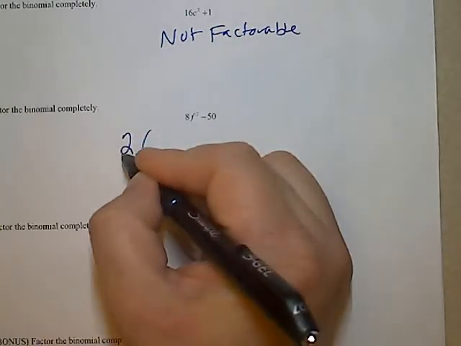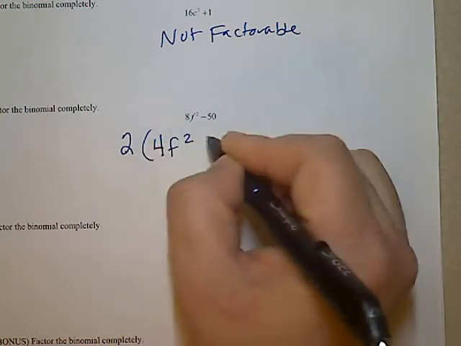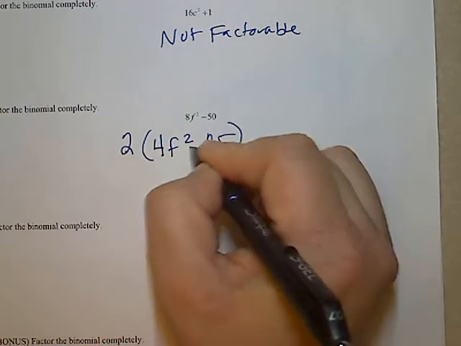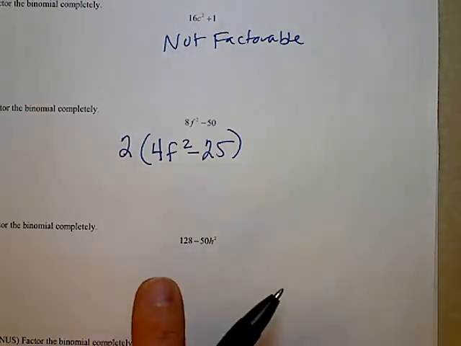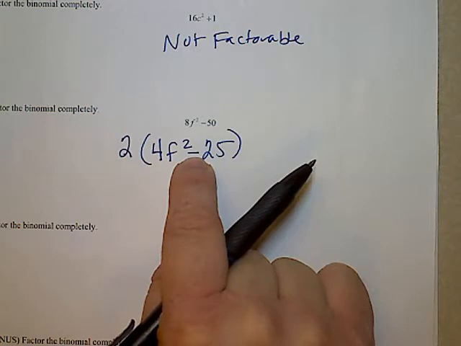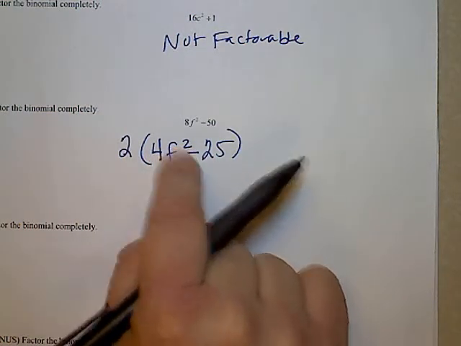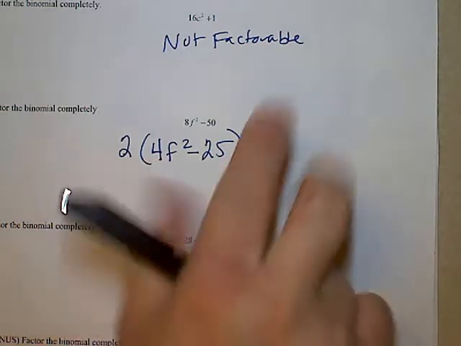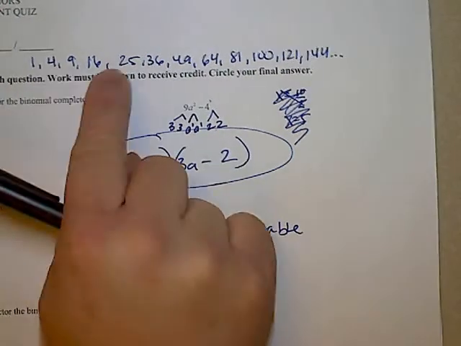And I factor out a 2, so I know 2 times 4 is 8, bring down the f squared. I know 2 times 25 is 50, bring down the subtraction sign. If I stopped here, it would not be enough because I want to completely factor it. I have subtraction, great. I have a variable squared, so I can break that down into f and f. And now let's check, is 4 and 25 a part of that list? 4 and 25 are. It's the second number and the fifth number.